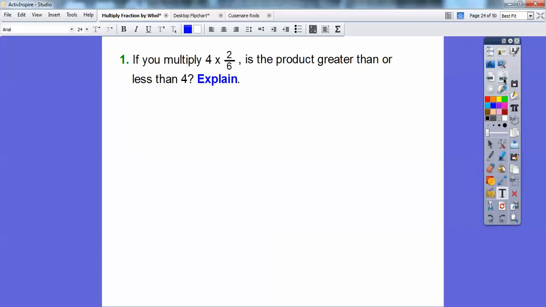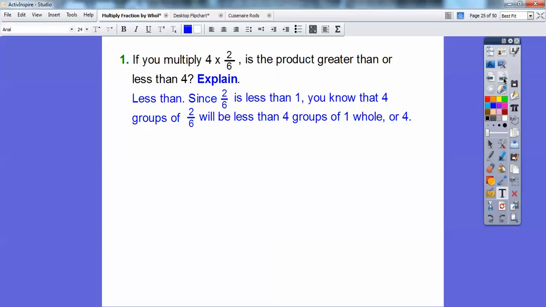All right, so if you multiply 4 times 2/6, is the product greater than or less than 4? Well, that's a good question, you guys. Think of this: 2/6 is a number that's less than 1. So you know that 4 groups of 2/6 is going to be less than 4 groups of 1, because 4 groups of 1 is going to be 4. So 4 groups of 2/6 will be less than that. How much less than? We'll talk about that later, you guys. I just want to know it's less than.